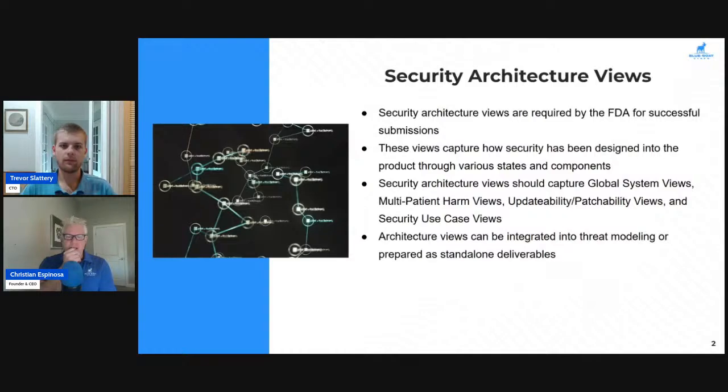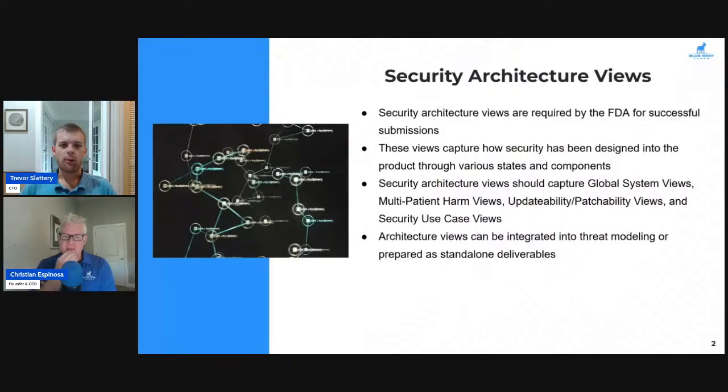I know we're focusing on the FDA because these are the requirements of the FDA. The same exercise of going through all these views strengthens your submission for any other regulatory authorities such as EU and DR. Would you agree with that statement? Yes, yeah.